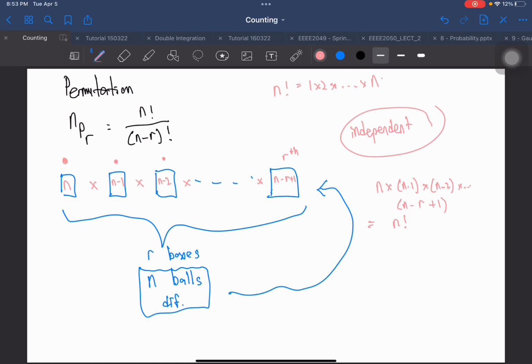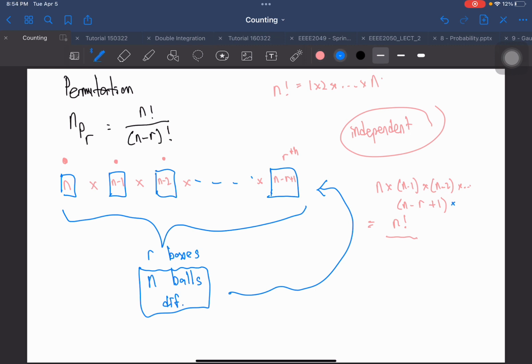It is obviously not N factorial, because N factorial is 1 times 2 times until N. But these terms have consecutive terms. How can we express it in terms of factorial? Okay, so we got N factorial here. What is the missing term?